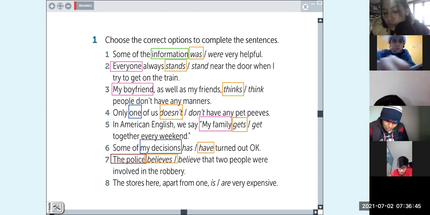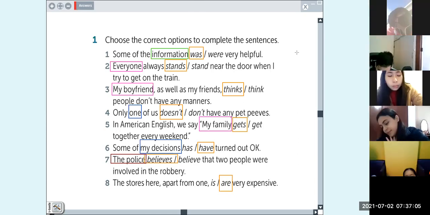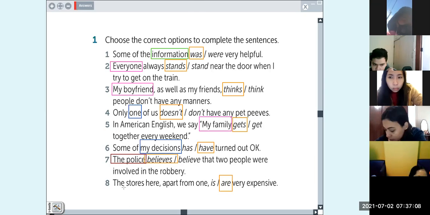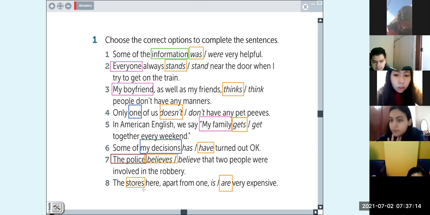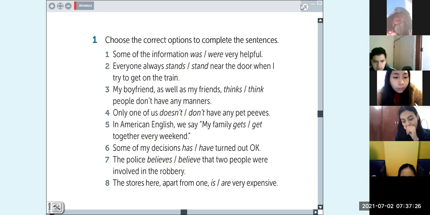What about the last one? The stores are, apart from one, are very expensive. Are. Why? Because it's plural. We are talking about what? Stores, right? Stores is our subject, and that's why it's plural, right? Very good. Any questions about this? I guess you could understand very well. Very good. So let's go to the next one.